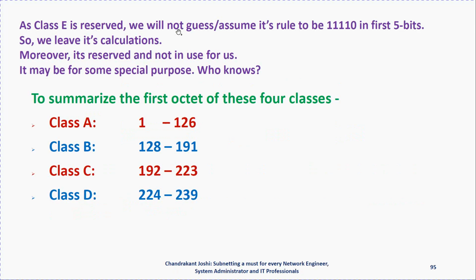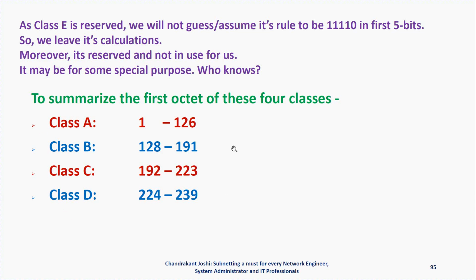As class E is reserved, we do not guess or assume its rule to be 11110, as we have seen earlier in the first 5 bits. So we leave its calculation. Moreover, it's reserved and not in use for us. It may be for some special purpose, who knows.